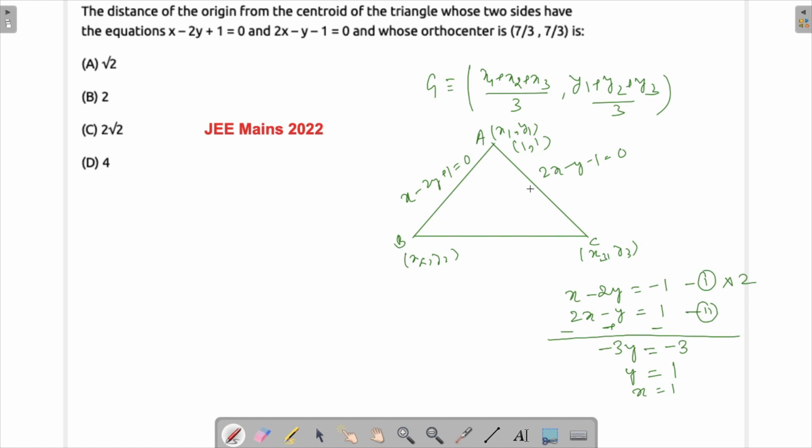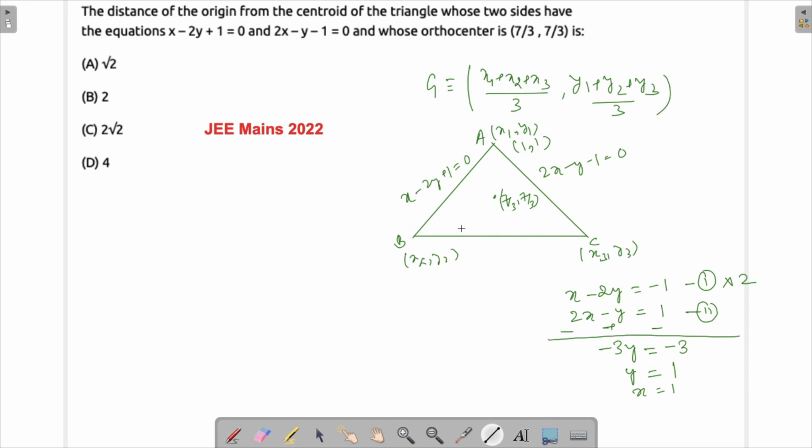So one of the points we got. And what else is given is the orthocenter, which is somewhere here. The orthocenter is (7 by 3, 7 by 3). So what is the orthocenter actually? The orthocenter is the meeting place of all the perpendiculars which are drawn from the vertices, right? So one thing which we can say here is that a line which is going to be perpendicular to this will pass through this orthocenter, right? And wherever this line is going to intersect, that will be my vertex C.